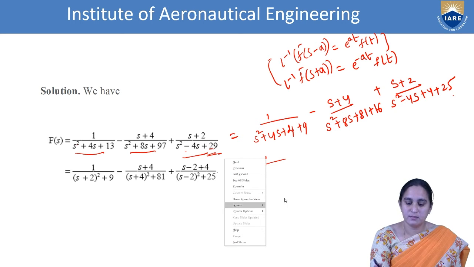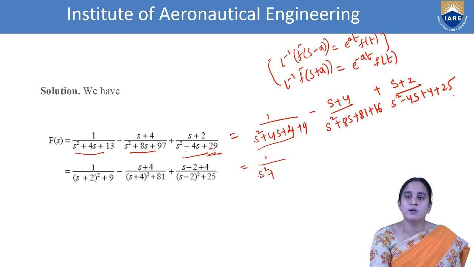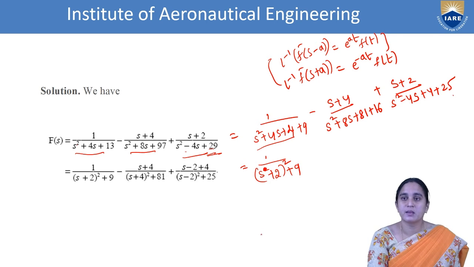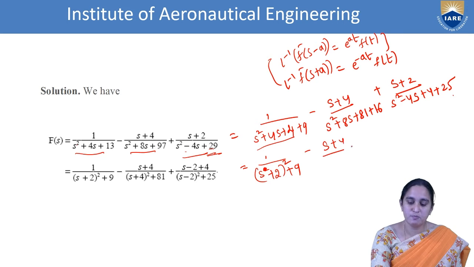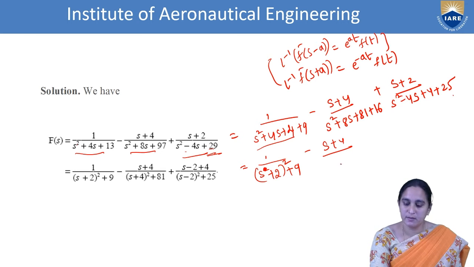Now I'll write the first part, s square plus 4s plus 4. What is the formula of that? It is in the form of a square plus 2ab plus b square. Simply, I'll write that as s plus 2 whole square plus 9, minus s plus 4 by s square plus 8s plus 16, and I'm writing 81, plus s plus 2 by s square minus 4s plus 4 plus 25.